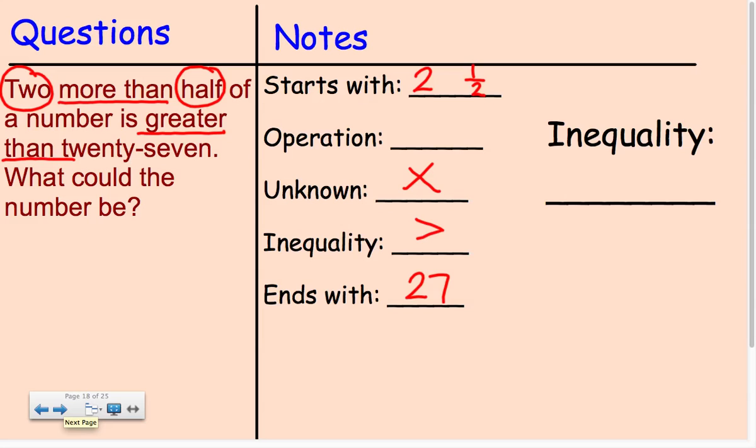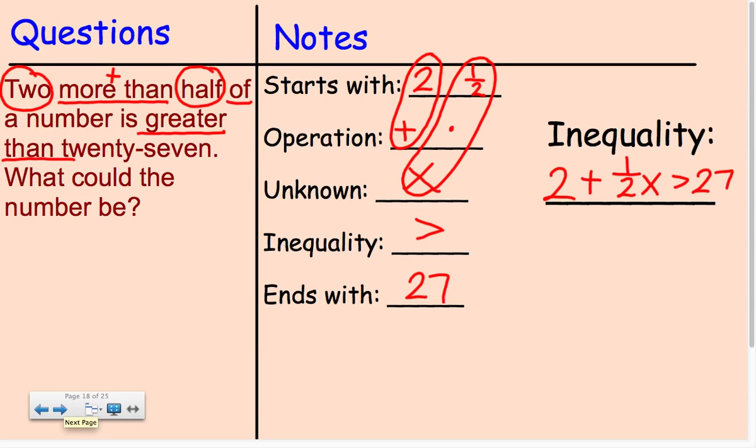Now this one we're also going to need 2 operations. Like I said, more than is plus, and of is multiplication. So it also helps to read from left to right. So 2 more than, so I'm going to do 2 plus half of a number. So I got the 2 more than from here, then I'll go back to the top, half of a number is greater than 27. Now I should be able to solve this.